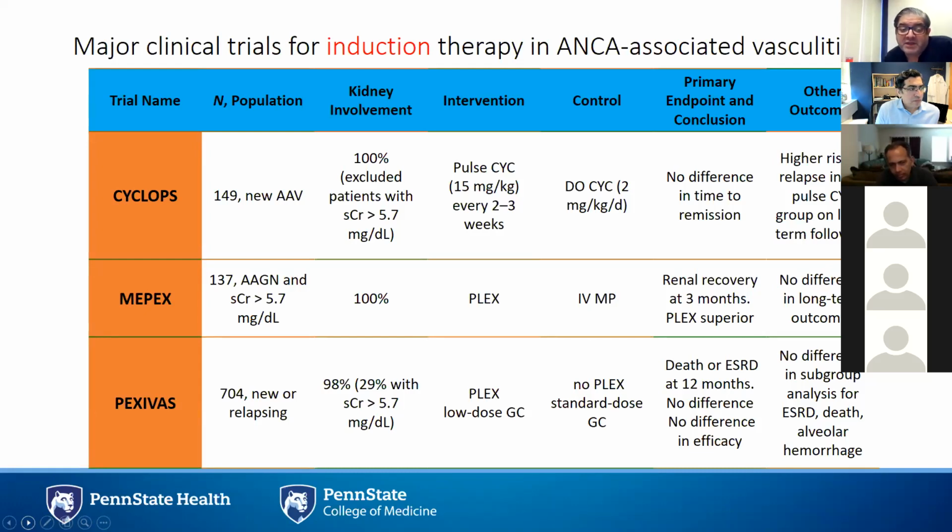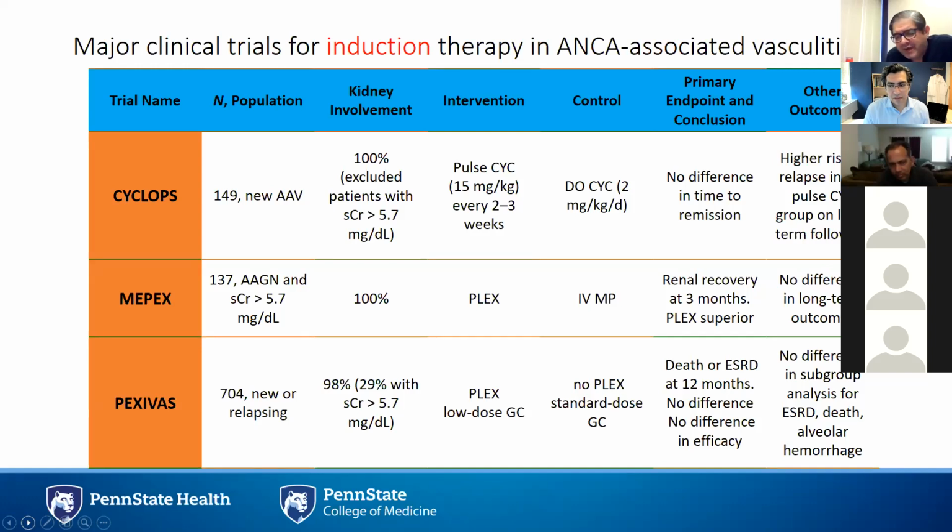I think PEXIVAS is remarkable in the number of patients that they recruited. I mean, it is truly mind-blowing that they had 700 patients in this trial. Understand that these trials are very, very expensive. The other, I think, important corollaries.